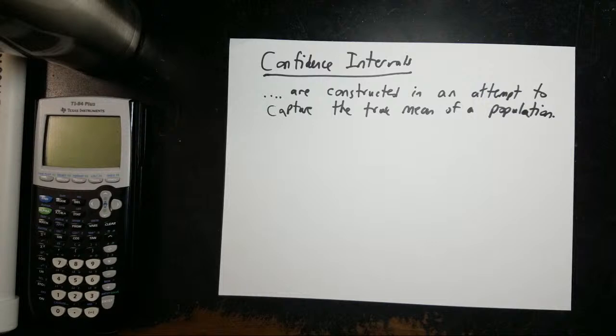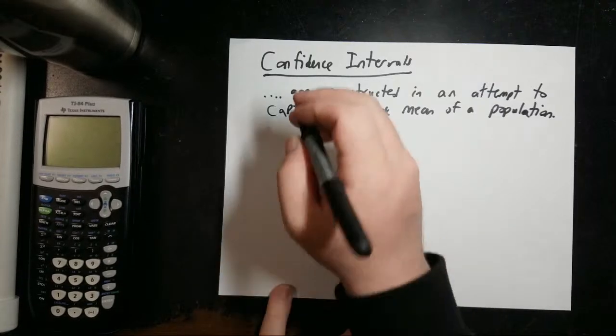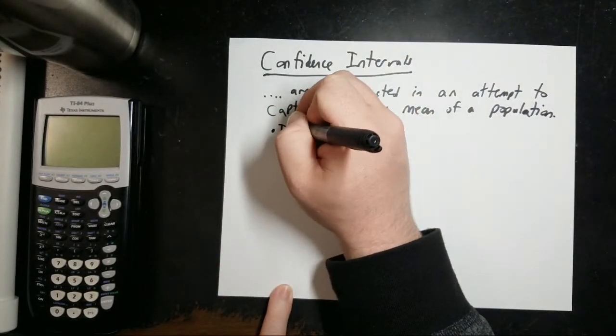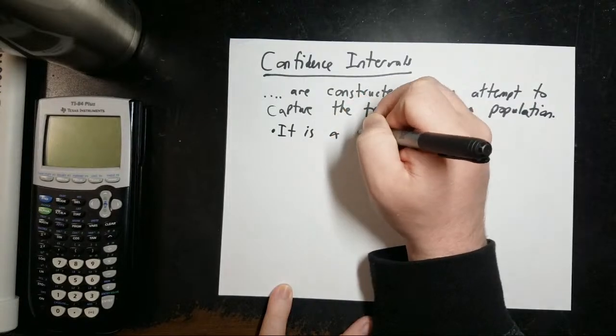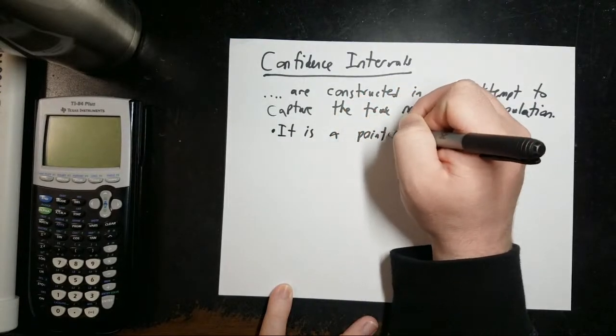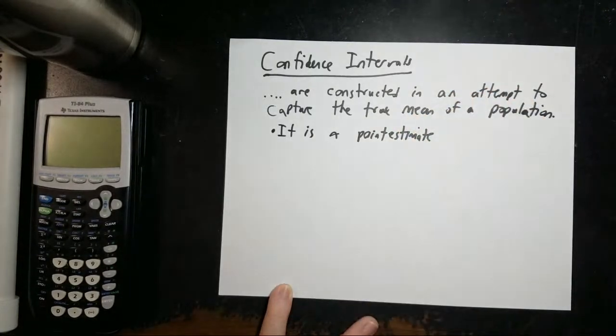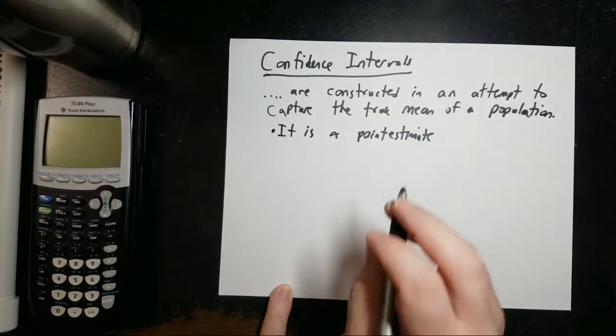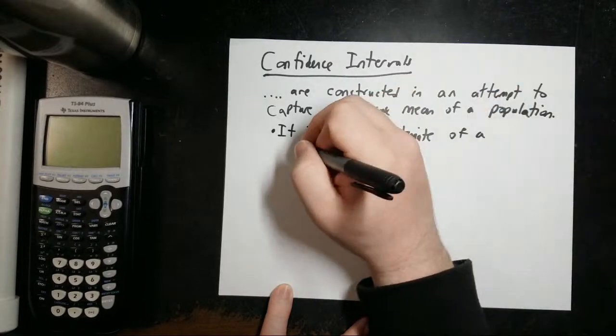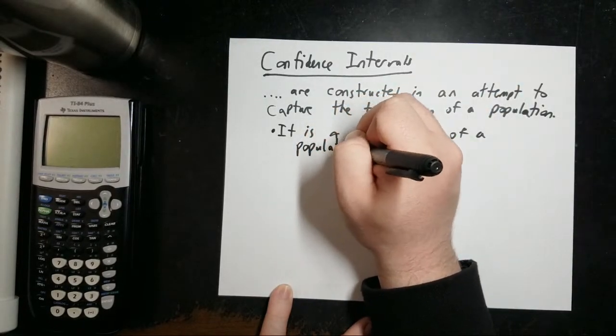So, instead, we attempt to capture the true proportion based on a sample that is taken. So, just as a side note, for our confidence intervals, it is what we call a point estimate. Emphasis on the word estimate. It is a point estimate of a population parameter.